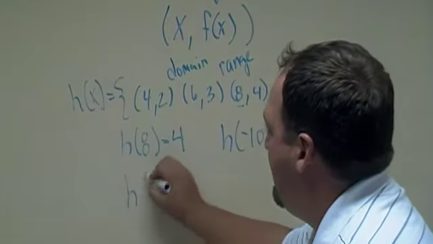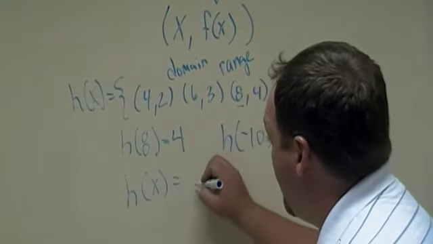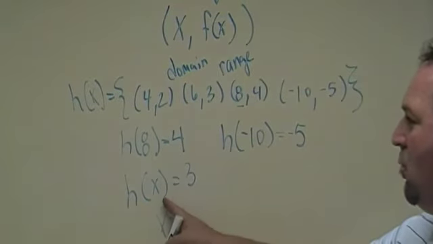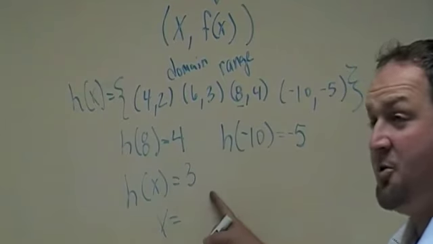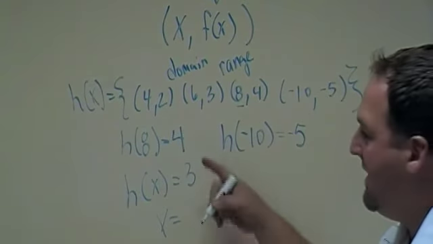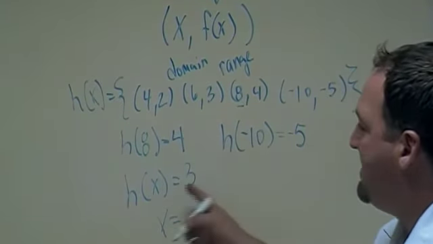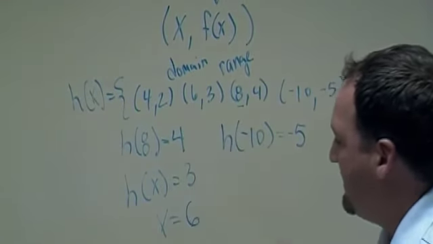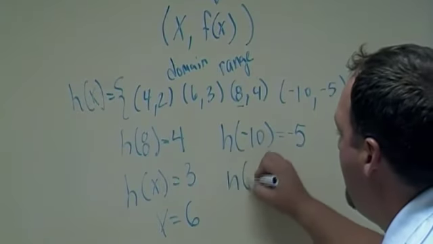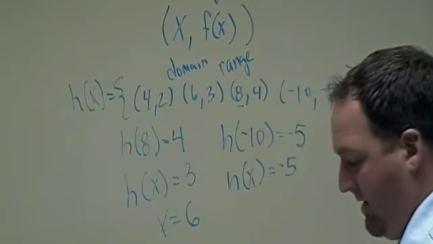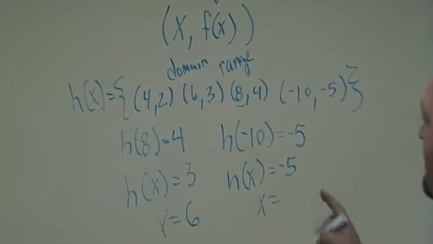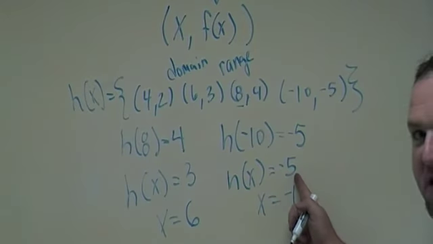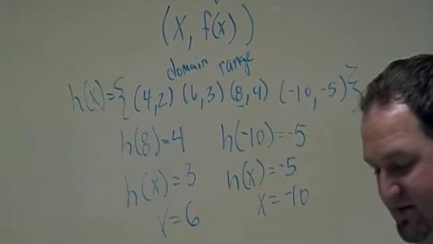Okay. The next two examples work backwards. This is asking, what is x if h of x is 3? I give you the output value, it's asking for the input value. So where is the output value or the range value 3, and the input value in this case is going to be 6. Next problem is h of x equals negative 5. x has got to equal negative 10. If I get an output value of negative 5, the input value has got to be negative 10.